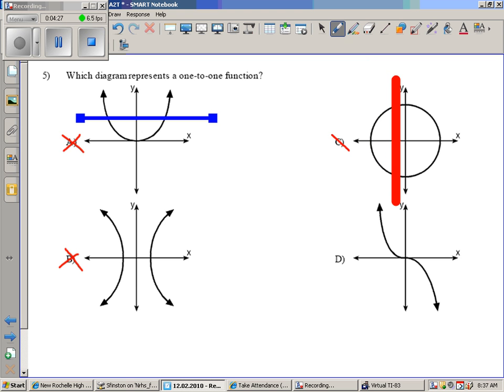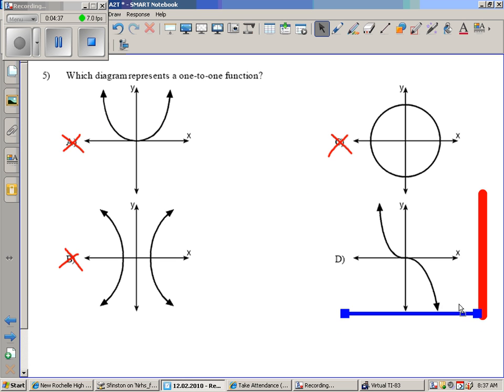Okay, so by default now, what's the answer? Let me show you what I mean. Sweeping it through, sweeping it through. It passes that line test. Now let's take the horizontal. Sweeping it through. Passes that line test. And so it's D.